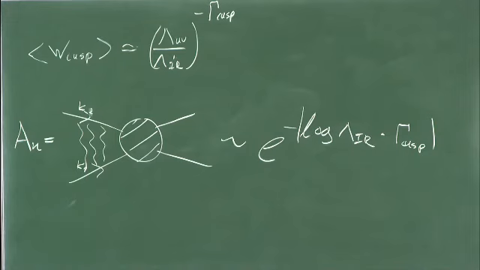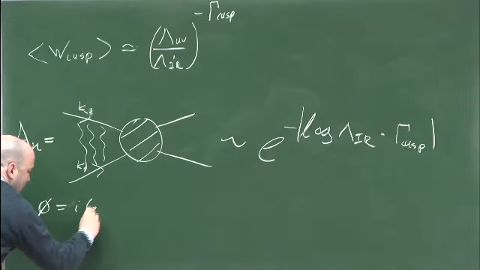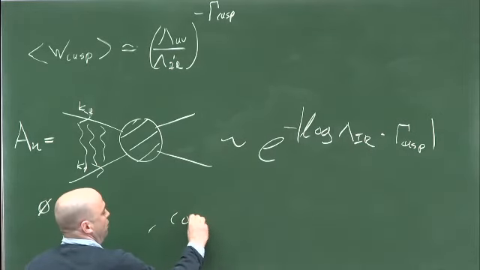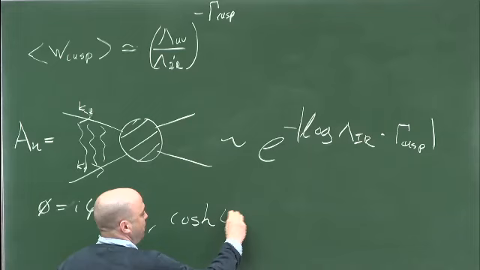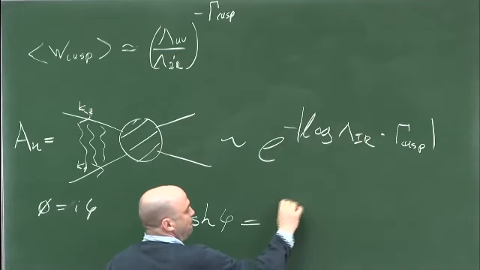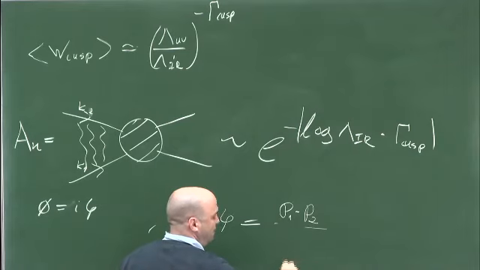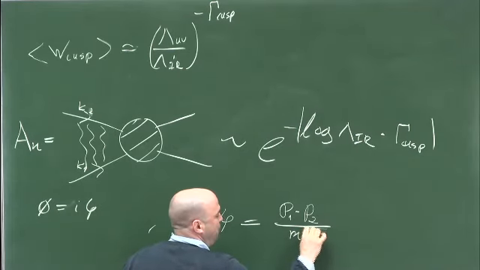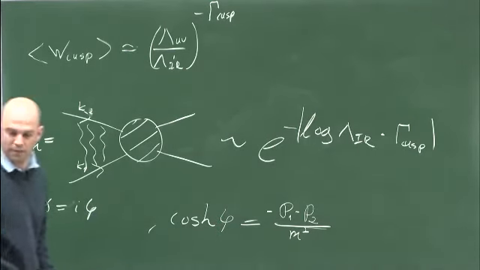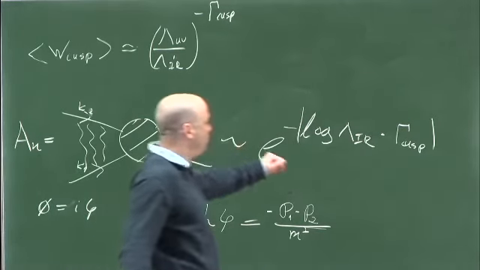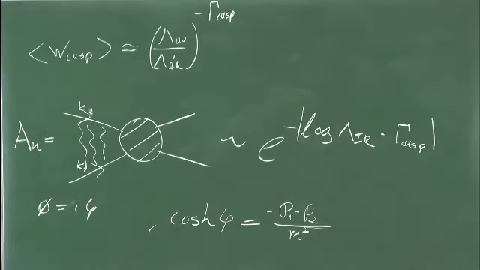We can analytically continue this angle phi, so this phi would be equal to i times this varphi. And then the relation to the scattering amplitude is that cosh of this angle varphi is equal to the product of the two momenta, P1 dot P2, divided by the mass squared of this particle. So computing this cusp anomalous dimension is the same as computing the Sudakov suppression factor for the scattering amplitude of massive particles in the theory.